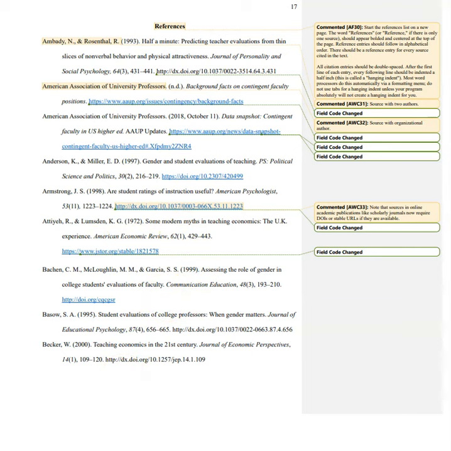I want to keep the video short. Of course, you can find a lot of information out there for free, but hopefully this video gets you started. Again, the reference page is on a separate page from the rest of the paper. Level 1, bold heading. The first line is not indented, and then all subsequent lines are reverse indented 1/2 of an inch into the paper. Publication titles are in italics, and they're in alphabetical order.